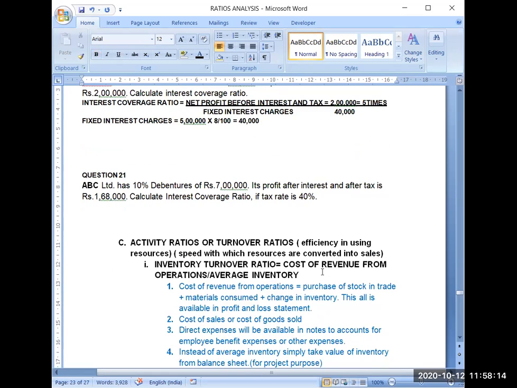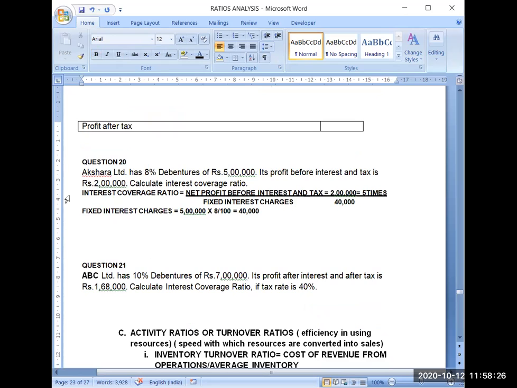Now see the next question. ABC Limited has 10% debentures of rupees 7 lakh. Its profit after interest and tax is rupees 1,68,000. This time you have been given profit after interest and tax. So how will we calculate profit before interest and tax? First we will calculate this.